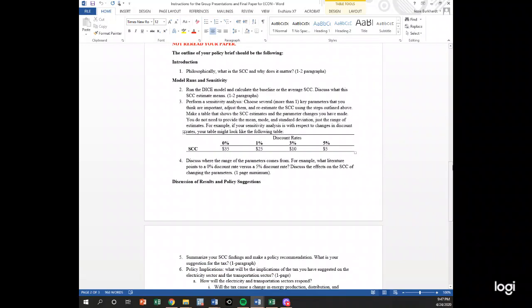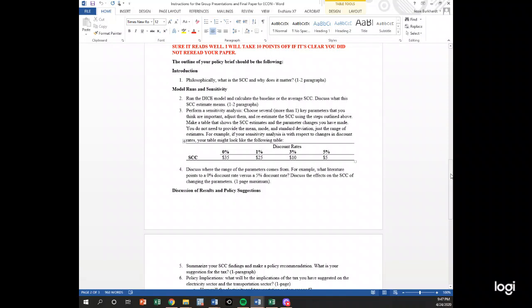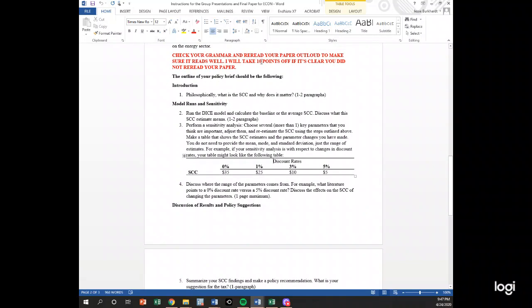So I give you some fairly specific guidelines for the paper. Please check your grammar and reread your paper out loud to make sure it reads well. I'll take 10 points off if it's clear you did not reread your paper. So simple things like if your sentences end in the middle of the sentence, clearly you did not reread it.